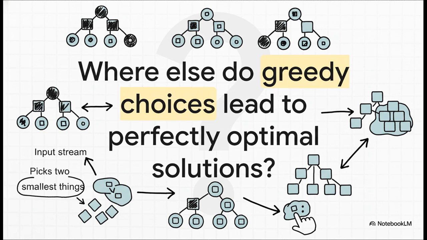It's this amazing example of how a very simple, almost naive, greedy approach, just picking the 2 smallest things over and over again, can lead to a provably perfect optimal solution. And it kind of makes you wonder, right? Where else out there in technology or even in nature do these simple, in-the-moment choices end up creating the best possible outcome for the whole system?